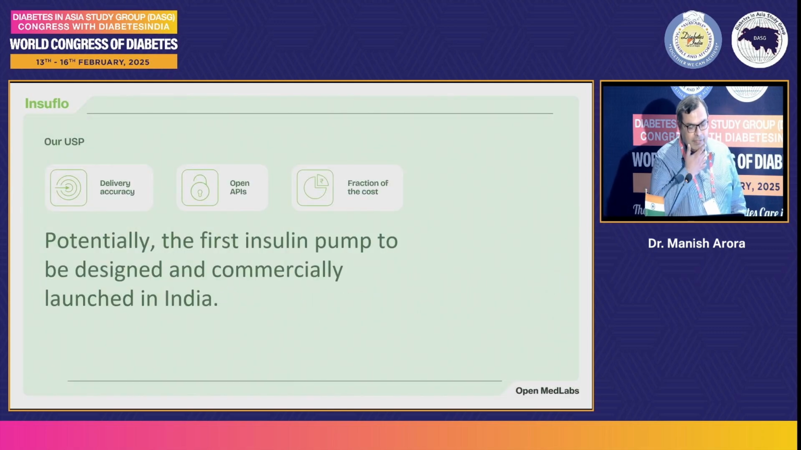So it's potentially the first insulin pump to be designed and commercially launched in India. Of course, the design process is going on. We are figuring out how to manufacture in India. There are challenges in that process, but that's a journey which is ongoing. But of course, we realize that this is not something which we should just go ahead and put to people when you don't have sufficient accuracy.